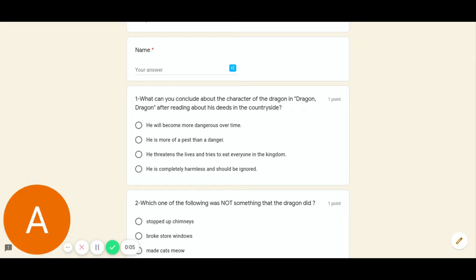Number 1. What can you conclude about the character of the dragon in Dragon Dragon after reading about his deeds in the court and in the countryside? He will become more dangerous over time. He is more of a pest than a danger. He threatens the lives and tries to eat everyone in the kingdom. He is completely harmless and should be ignored.